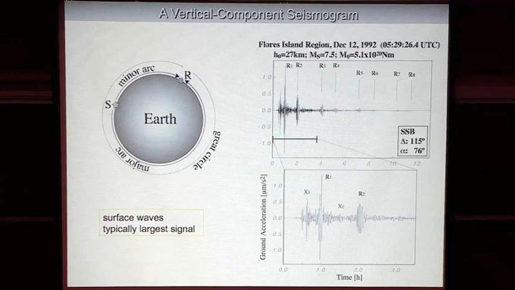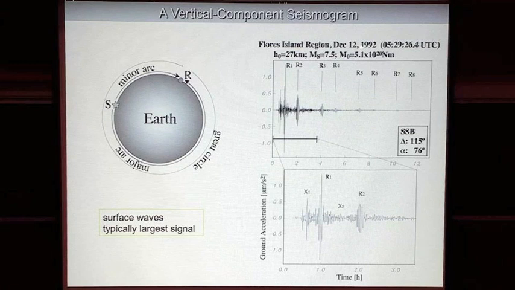So you have R1, the minor arc, which is the shortest distance, and then those even wave orbit numbers are the long way. And then, of course, with large earthquakes, the surface waves travel repeatedly around the globe, and so that's why you have these successive numbers here. So R1, and then one time around the globe, one more is R3, and then R5 and R7, and the long way is R2, R4, R6, and so on.